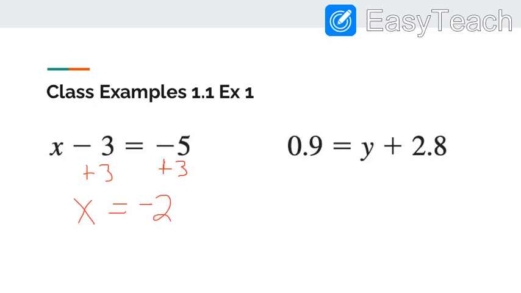For our next example, we have 0.9 equals y plus 2.8. Here we have the variable on the right side. There's nothing wrong with that. So we have a plus 2.8. We want to get rid of this plus 2.8. Therefore, we should go minus 2.8 on both sides. That's going to leave us with y equals negative 1.9.